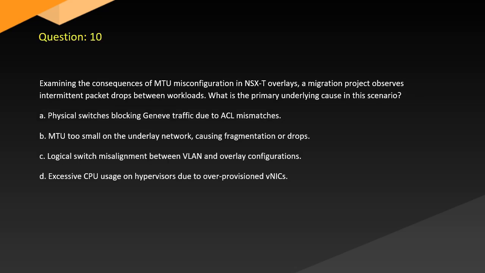Question 10. Examining the consequences of MTU misconfiguration in NSX-T overlays, a migration project observes intermittent packet drops between workloads. What is the primary underlying cause in this scenario? A. Physical switches blocking GENEVE traffic due to ACL mismatches. B. MTU too small on the underlay network causing fragmentation or drops. C. Logical switch misalignment between VLAN and overlay configurations. D. Excessive CPU usage on hypervisors due to over-provisioned vNICs.